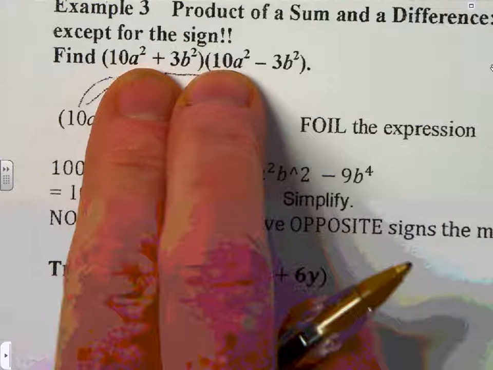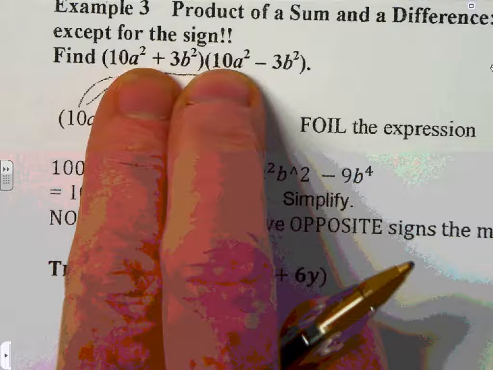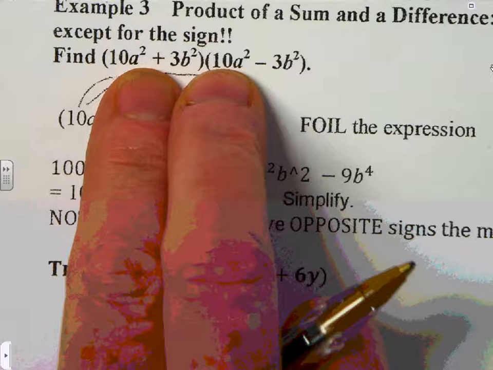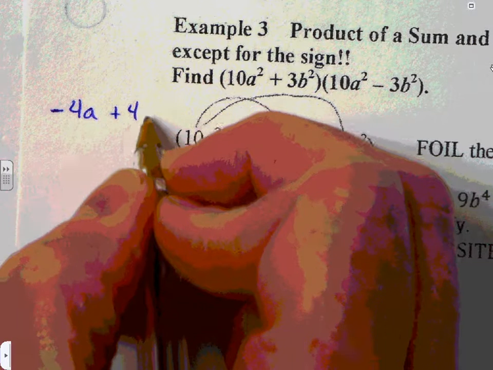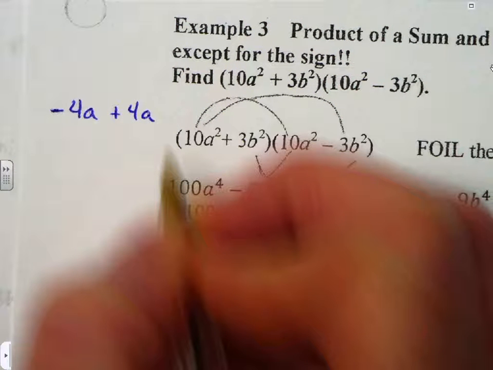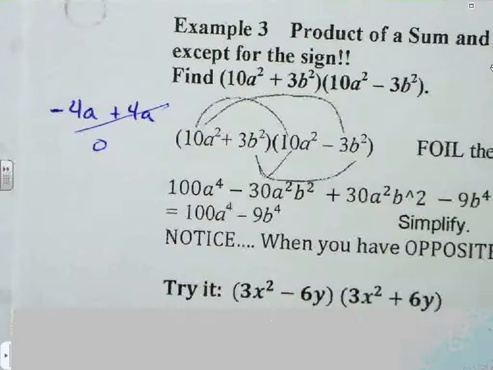They're identical to each other. The terms are all the same, but the signs are opposite, right? What has happened in the past when we've had like a negative 4a and a positive 4a? What would happen to those two? They cancel out and become 0, right? That is what's going to happen when you have one of these special types of problems.